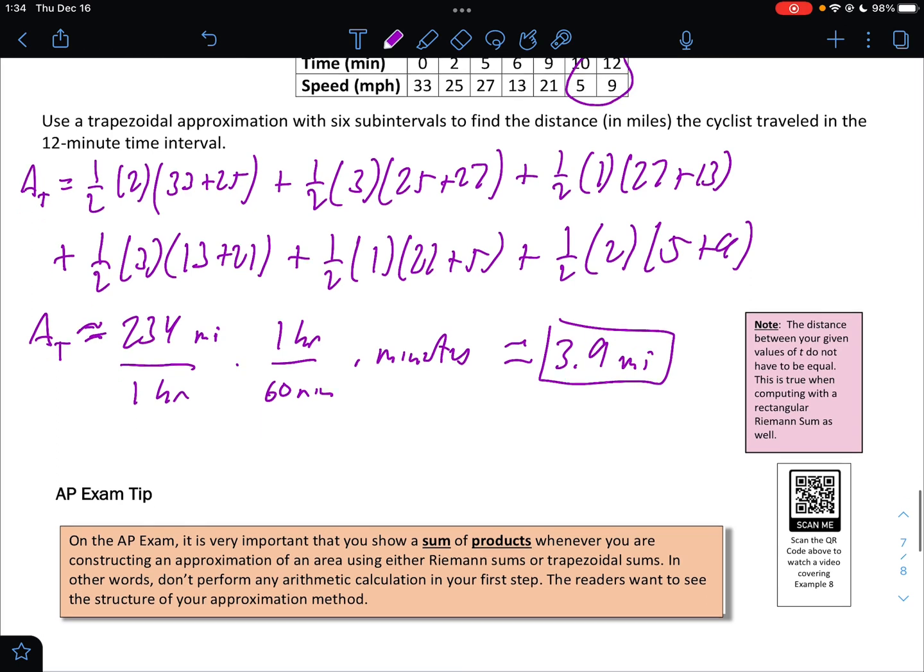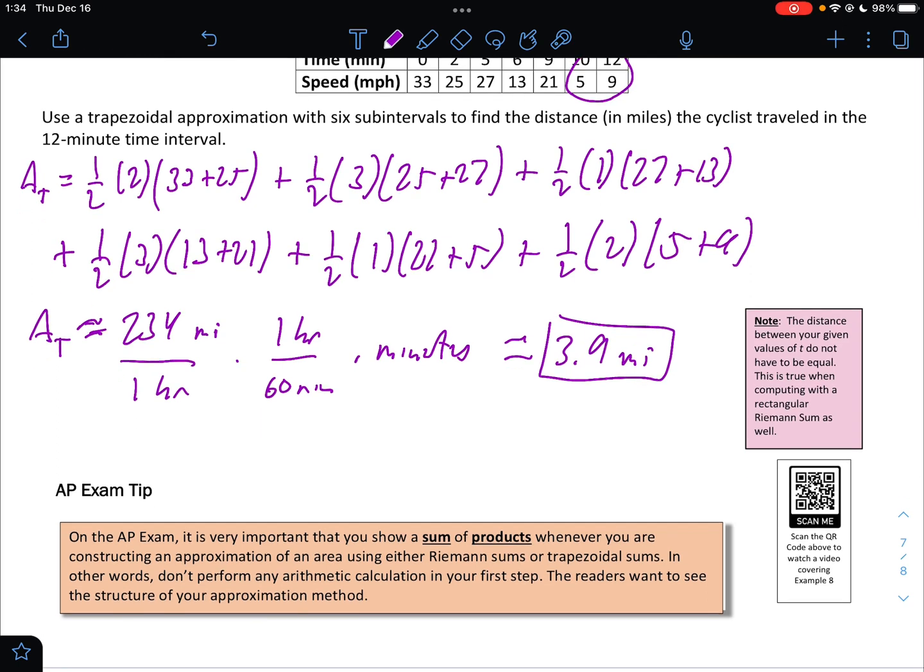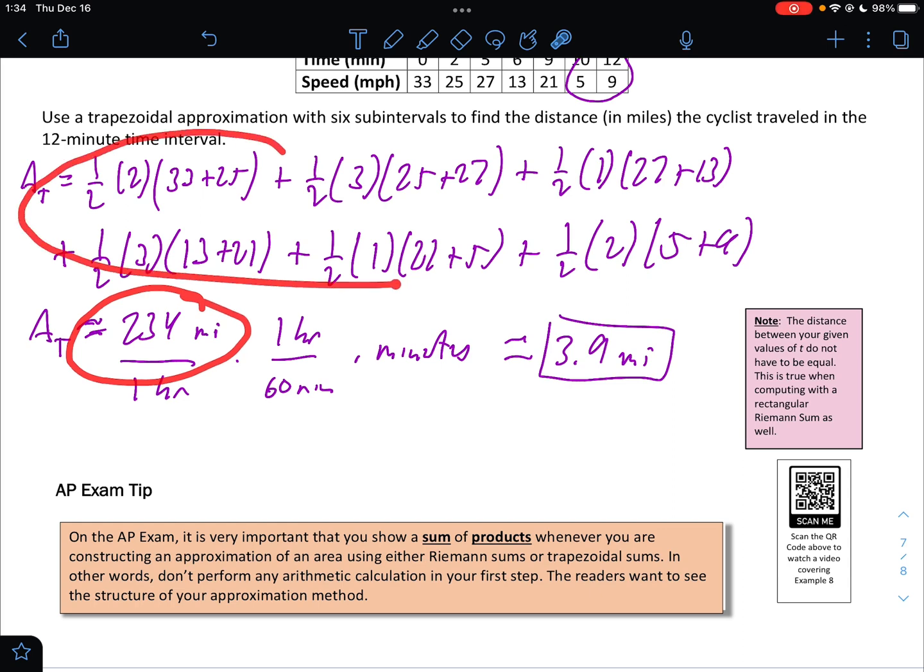And a little tip there on the bottom: on the AP exam, it's very important that you show a sum of products whenever you are constructing an approximation of area using either Riemann sums or trapezoidal sums. In other words, don't perform any arithmetic calculation in your first step. Basically, this would need to be there. That's usually going to be 1 point on the AP test. Just showing all that out is 1 point. Even if it's a calculator problem and you're doing that in your calculator or in your head, you can't just write the answer down. This all needs to be there to get credit for that.